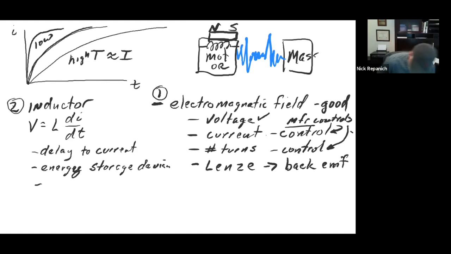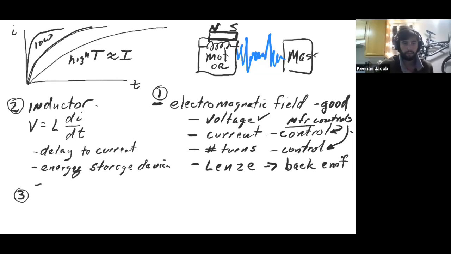Okay, so we've got one more thing that a motor is. Energy storage device, electromagnetic field. What's the one other thing? Here's a big clue. It's the bad thing. Is it a heater? Yeah. It's got resistance.